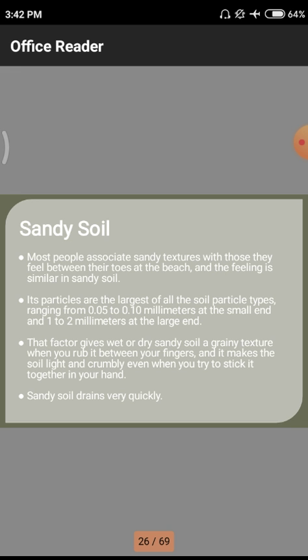This is the major difference between sandy soils and normal soils. There may be less friction. We feel similar in sandy soils.